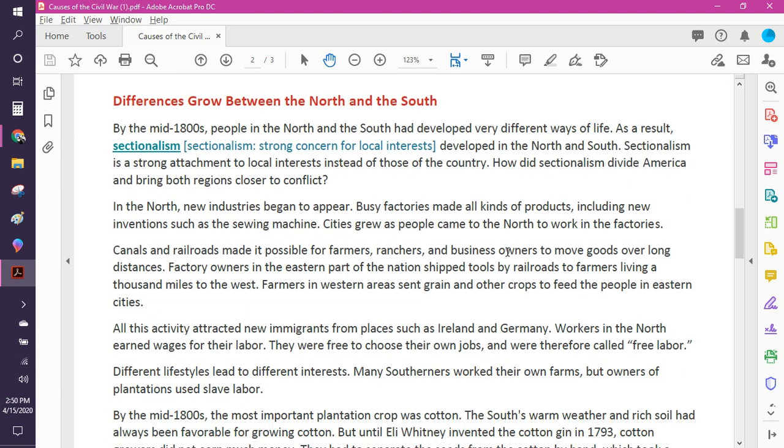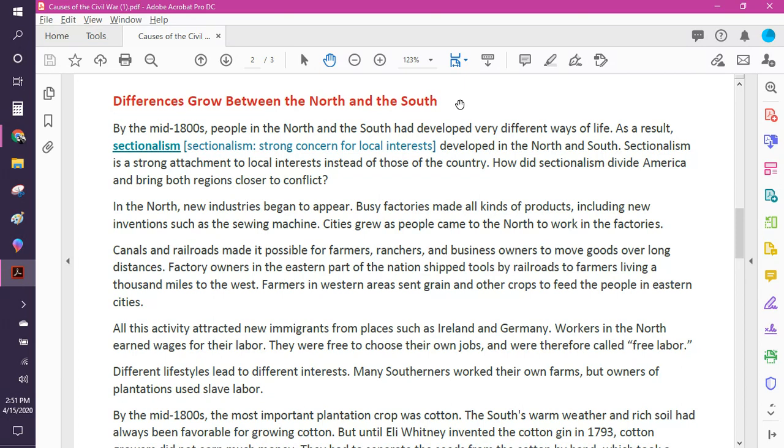So let's read about how differences grow between the North and the South. By the mid 1800s, people in the North and the South had developed different ways of life. As a result, sectionalism, which is a strong concern for local interest, developed in the North and the South. Sectionalism is a strong attachment to the local interest instead of those of the country.